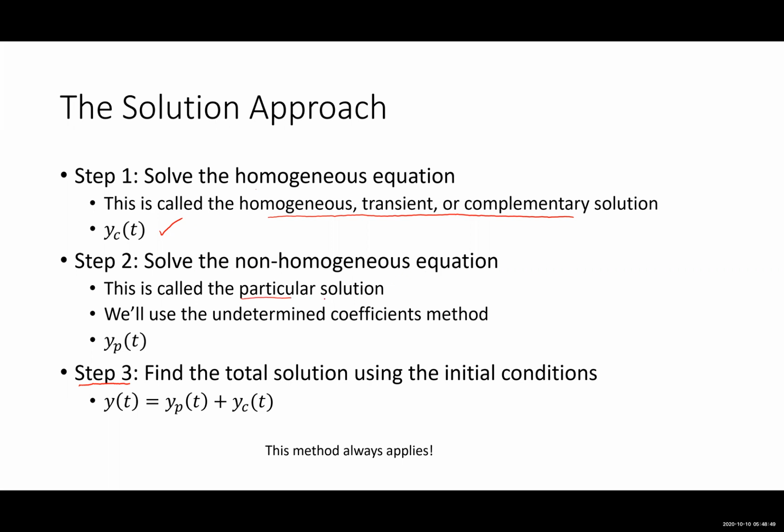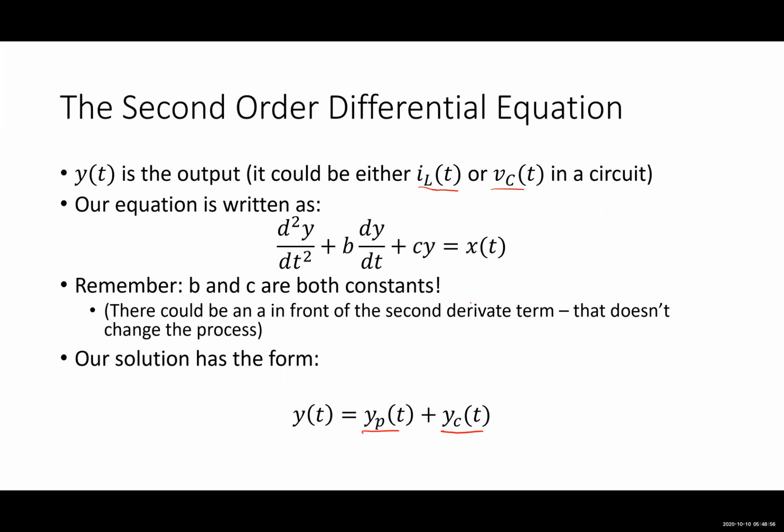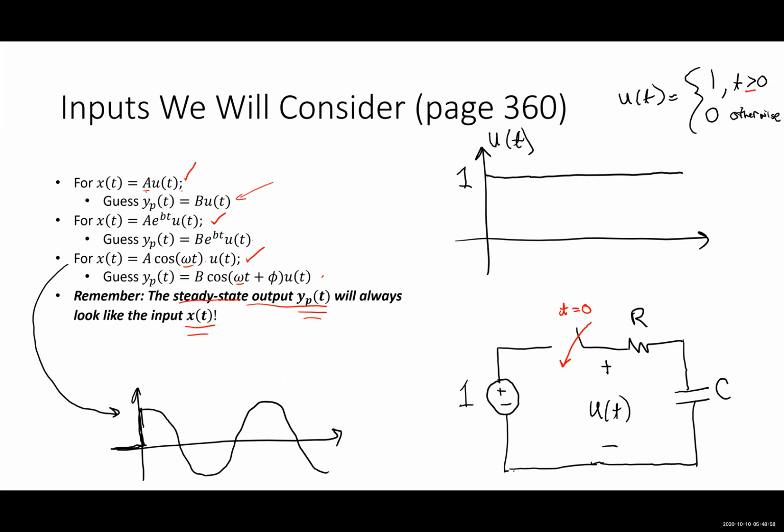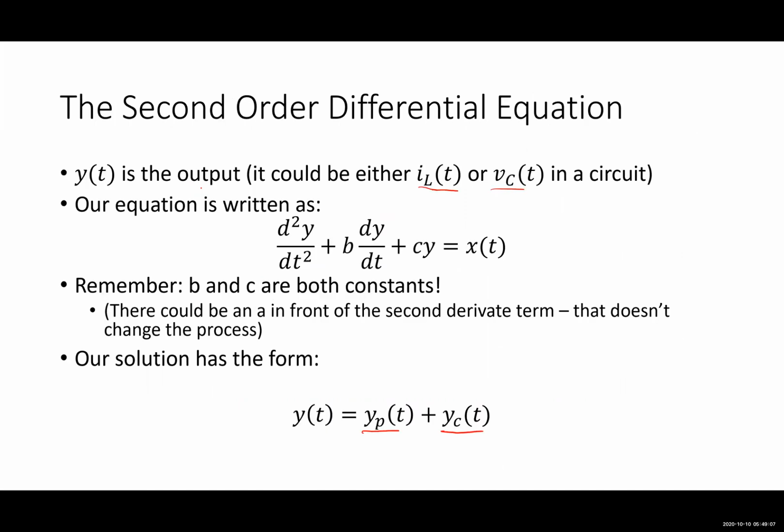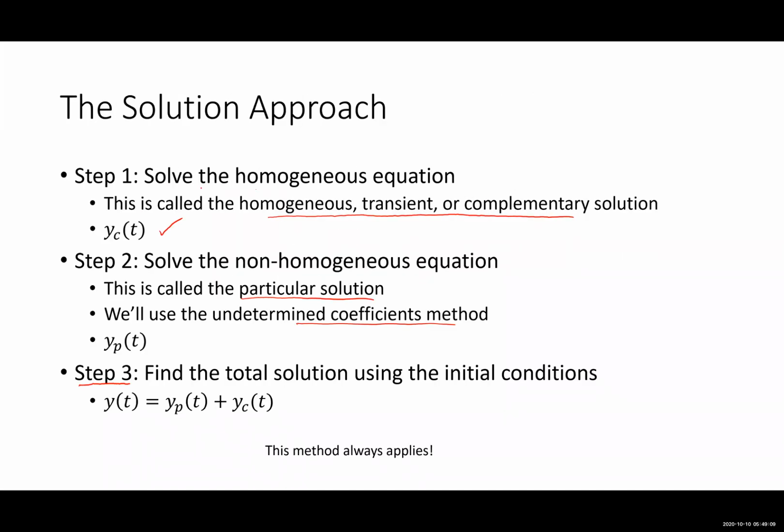This gives us the homogeneous, transient, or complementary solution, which I always call y sub c to be consistent with the book. And then we solve the non-homogeneous equation. That gives us the particular solution, or the steady state solution. We use what I called the undetermined coefficients method, which is to say, if I know what the input looks like, let's say it's a constant, I know that the output is a constant, but I don't know what this coefficient is. So I have an undetermined coefficient whose value I need to determine. We call this steady state output y sub p. The total solution puts these two together, and I use my initial condition to solve for any remaining constants.